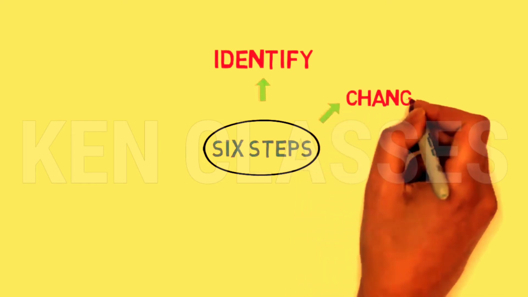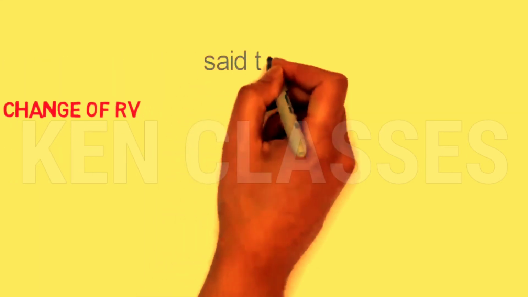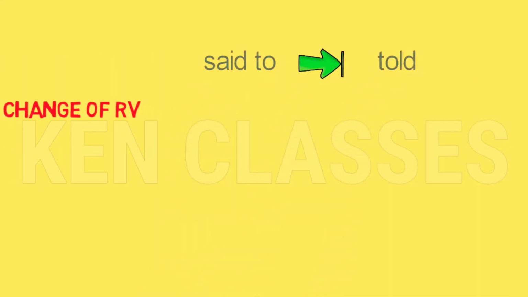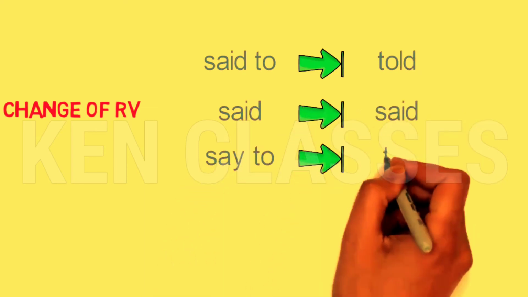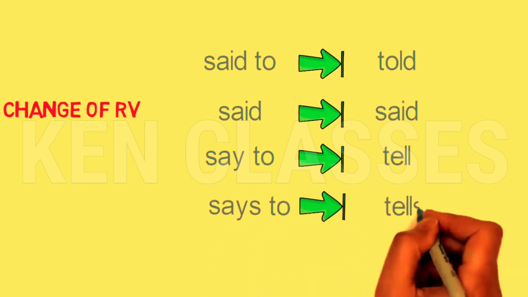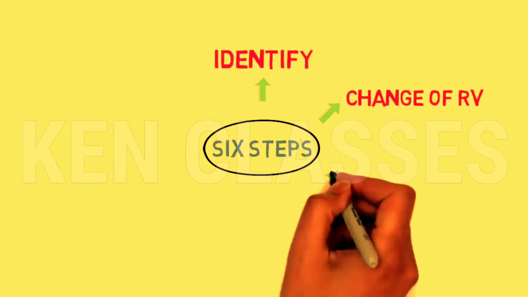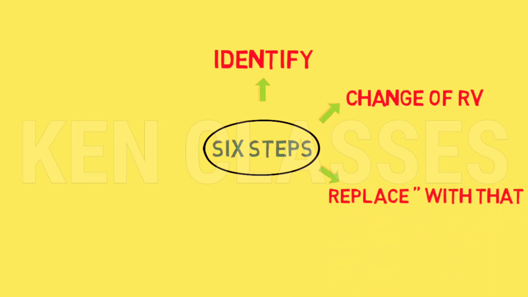The second step is change of reporting verb. The reporting verb will change in the following way. "Said to" will be converted to "told", "said" will be converted to "said", "say to" will be converted to "tell", and "says to" will be converted to "tells". This is the second step. The third step is to replace the inverted comma with "that". We will remove the comma and inverted commas in the sentence and join the reported speech with "that".